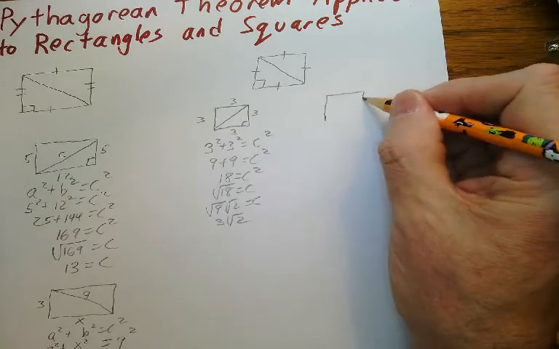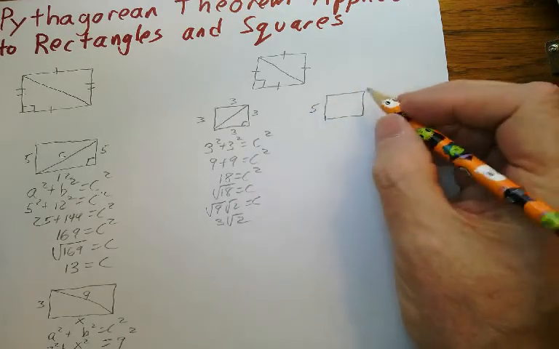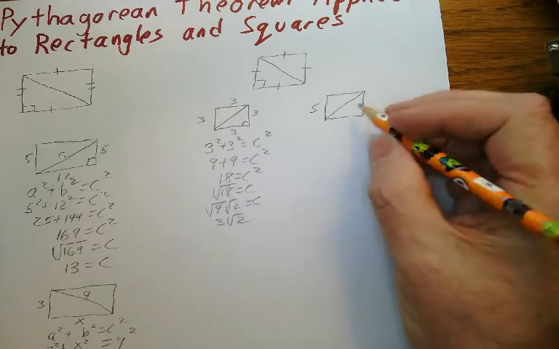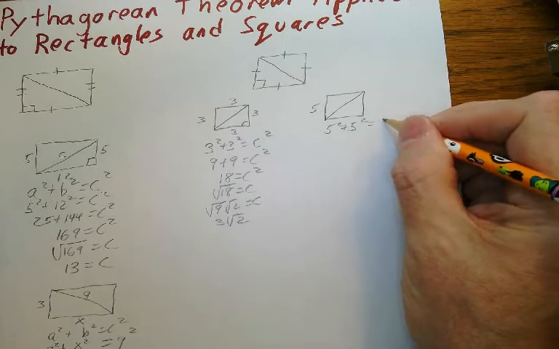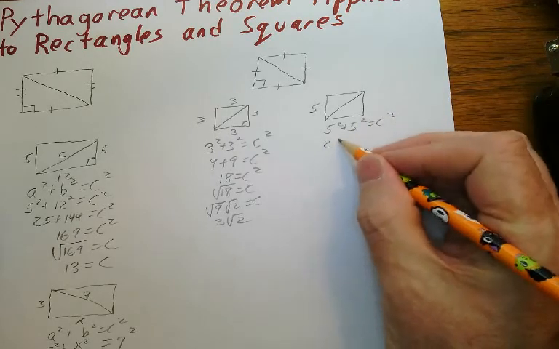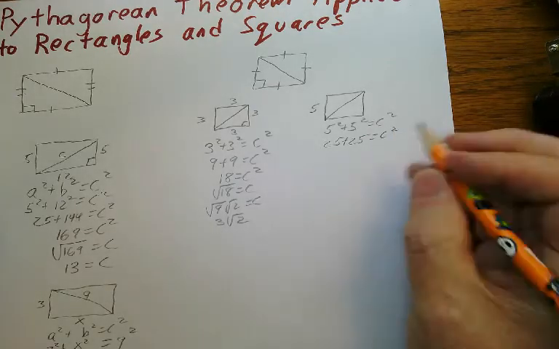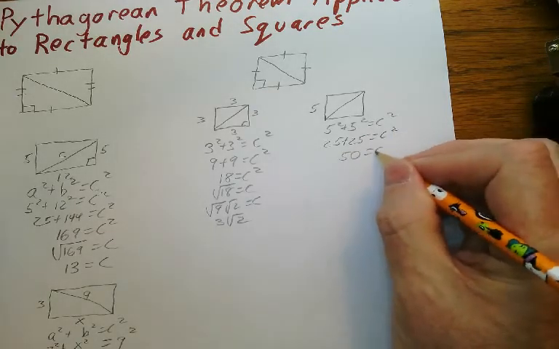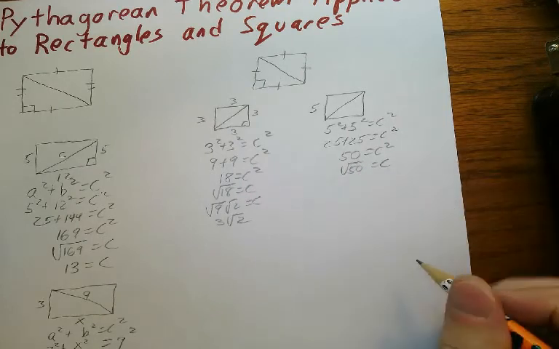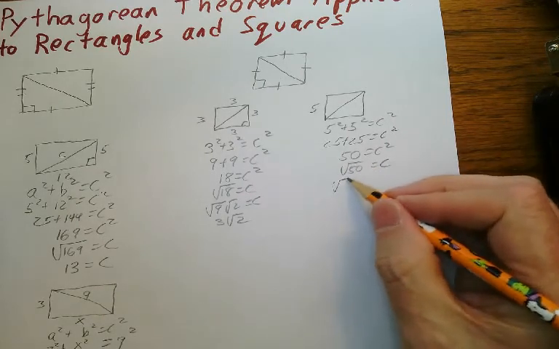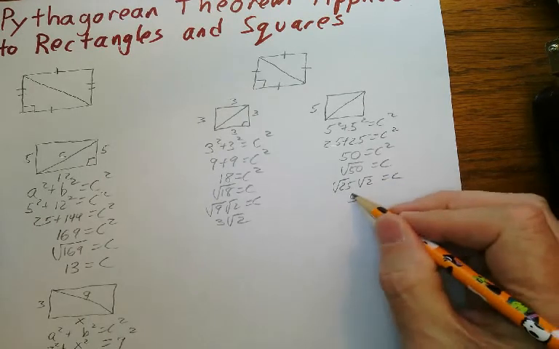Let's do another square whose side is 5. That means all the sides are 5, and to find the diagonal, it's going to be 5 squared plus 5 squared is c squared. 25 plus 25 is c squared. 50 is c squared. Square root of 50 is c. What perfect square goes into 50? 25 times 2, and we get 5 square root of 2.